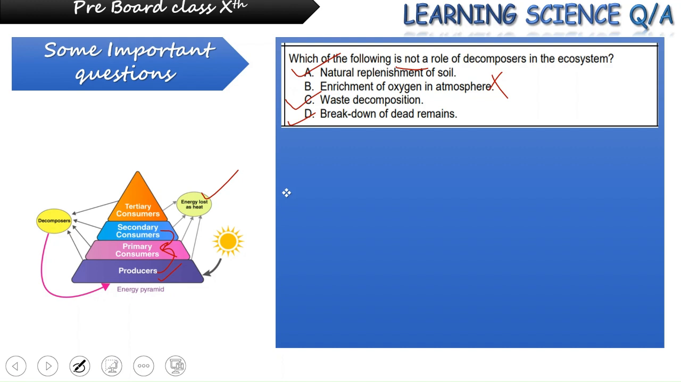So decomposers are replenishing the soil. They are also helping in the decomposition of the waste which is produced by these trophic levels. Also, they are helping in the breakdown of the dead remains from each trophic level.